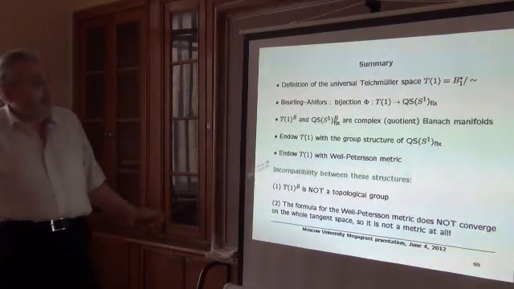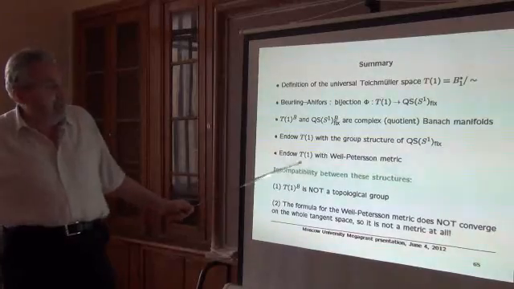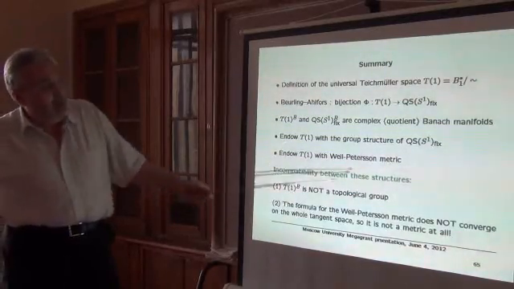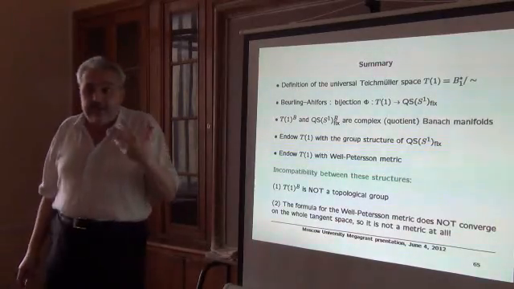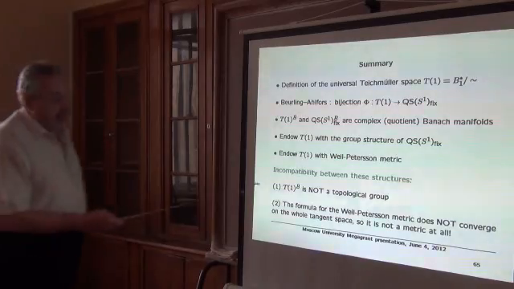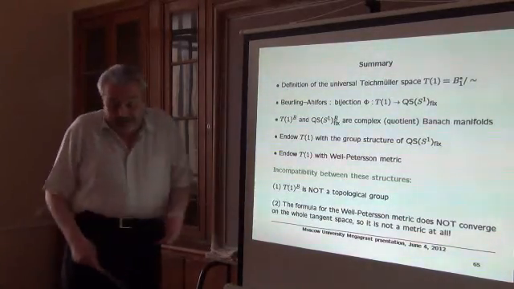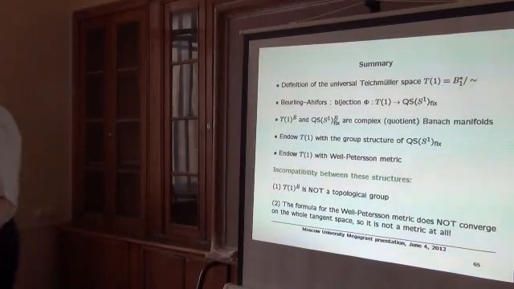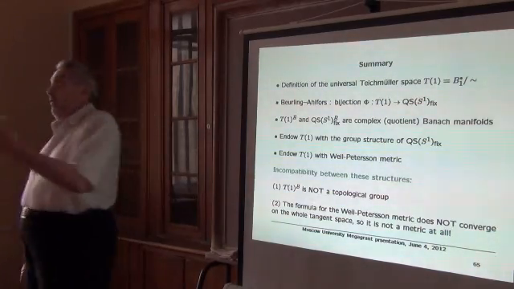Okay, no problem. So I can make it into a group, and I can give it the metric. The problem is that now I have my second disease. So these are the two diseases. This is not a topological group, and the Weil-Petersson metric is not a metric. It's a formula that makes no sense. Right? I cannot have a formula that applies only for some vectors.